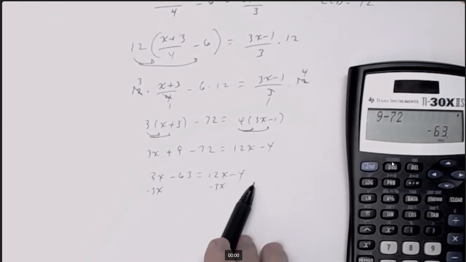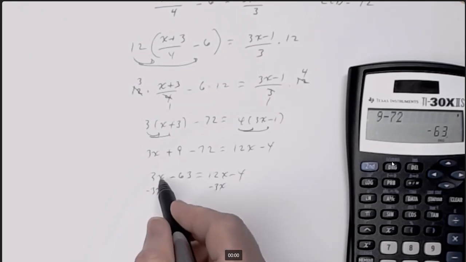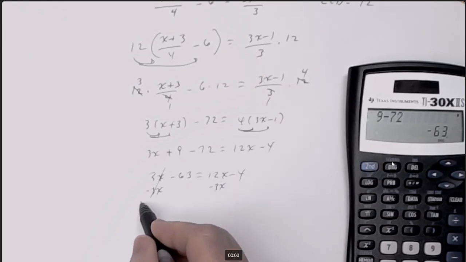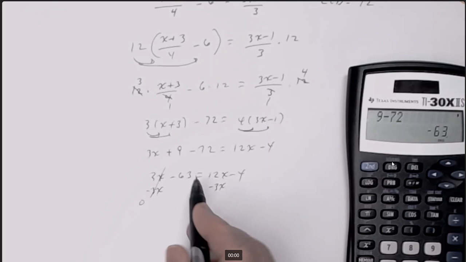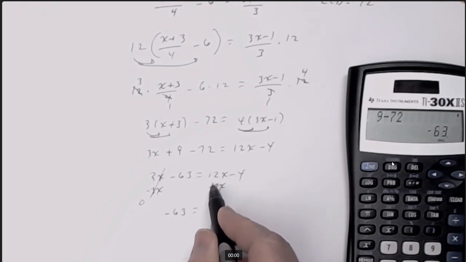3x minus 3x, that is 0. And 0 to negative 63 is a negative 63, equal 12x, and a negative 3x is 9x minus 4. And a couple more steps and you're done.